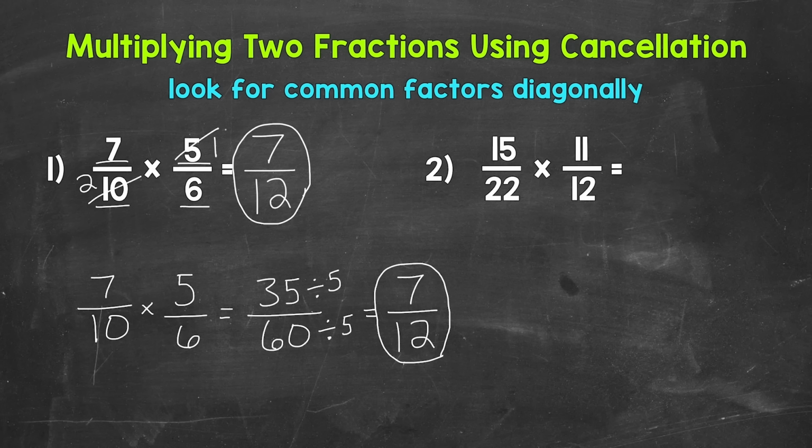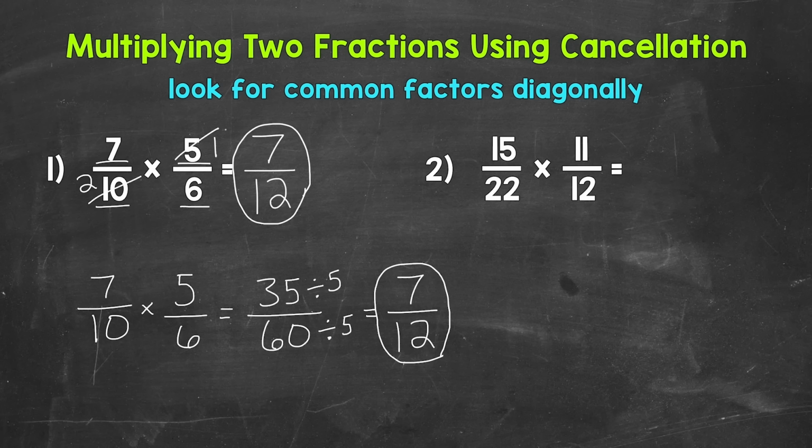So do we have to use cancellation in order to multiply fractions? No, but it is a good strategy to be familiar with and use when possible. It can be helpful. Let's move on to number 2, where we have 15/22nds times 11/12. Let's look to use cancellation. And again, we look diagonally.